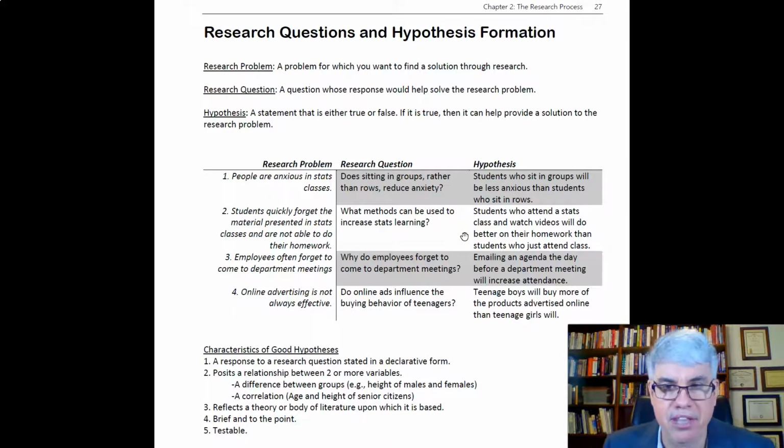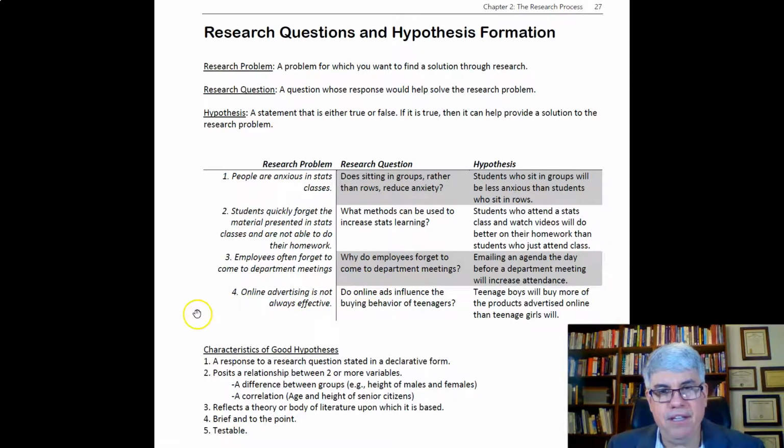That would be the hypothesis and how we would test it. Then I've got some other examples here. Employees often forget to come to department meetings. And the research question could be, why do employees forget to come to department meetings? And emailing an agenda the day before a department meeting will increase attendance.